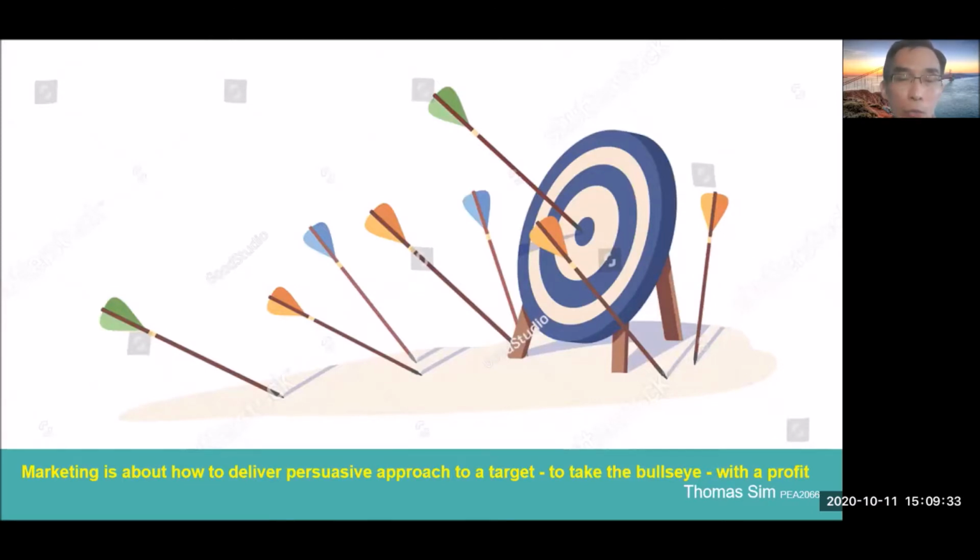So what is marketing to me? It is just about how to deliver a persuasive approach to a target, and in fact to hit the bull's eye, and doing it with a profit. Of course, marketing is used in business. So here you can see a lot of arrows, and a lot of the arrows are not hitting the bull's eye. That is the problem.